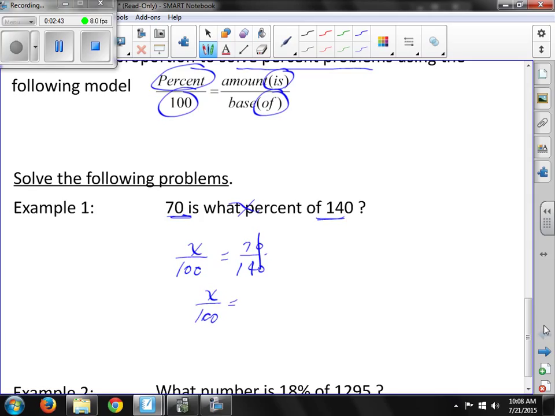X over 100 is equal to 1/2, so then we'll cross multiply. We'll have 2x is equal to 100 times 1, which is 100. And then if we divide by 2, we'll have x is equal to 50. So 70 is 50% of 140.